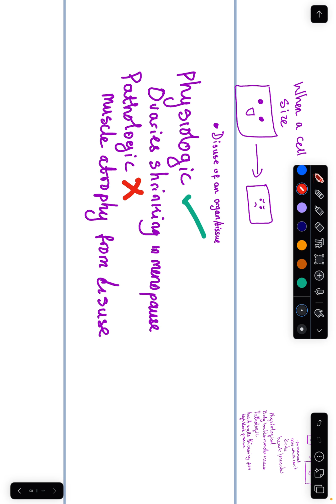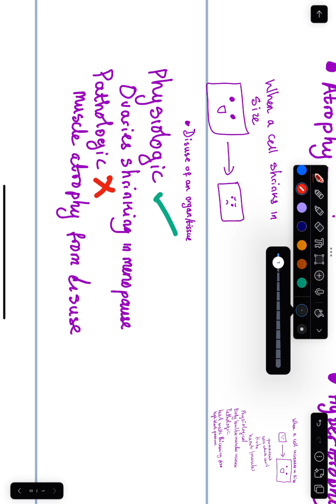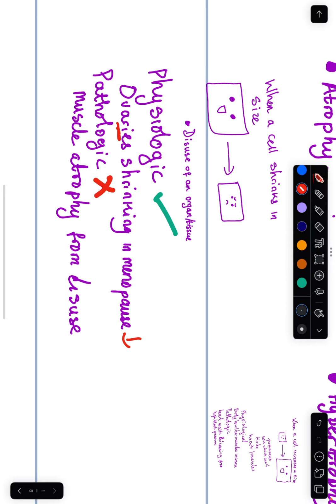Okay, so a physiologic example of atrophy would be ovaries shrinking in menopause. And this is because when you get older as a woman, you stop producing estrogen, and because of this, your ovaries start shrinking. And if you think about it, it makes sense because if you're 60, 70 years old, you don't want to get pregnant. It's a lot on the body, and in your old age, you're not as well adjusted to handle having a child. The body understands this, and because of this, your ovaries are more likely to shrink during menopause.